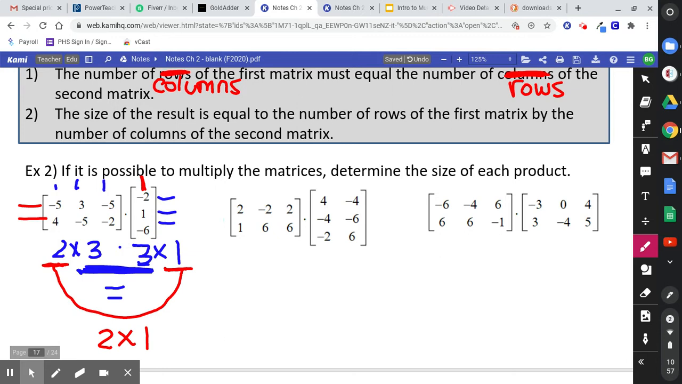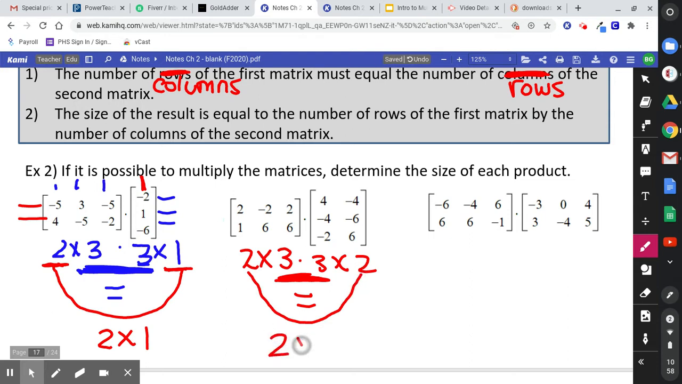I'm just going to say, okay, I've got a 2 by 3 times the 3 by 2. I'm going to look at the sizes. And I look at these inner dimensions right here, and they must be equal. If they are equal, then these outer dimensions represent the size. That result is going to be a 2 by 2.